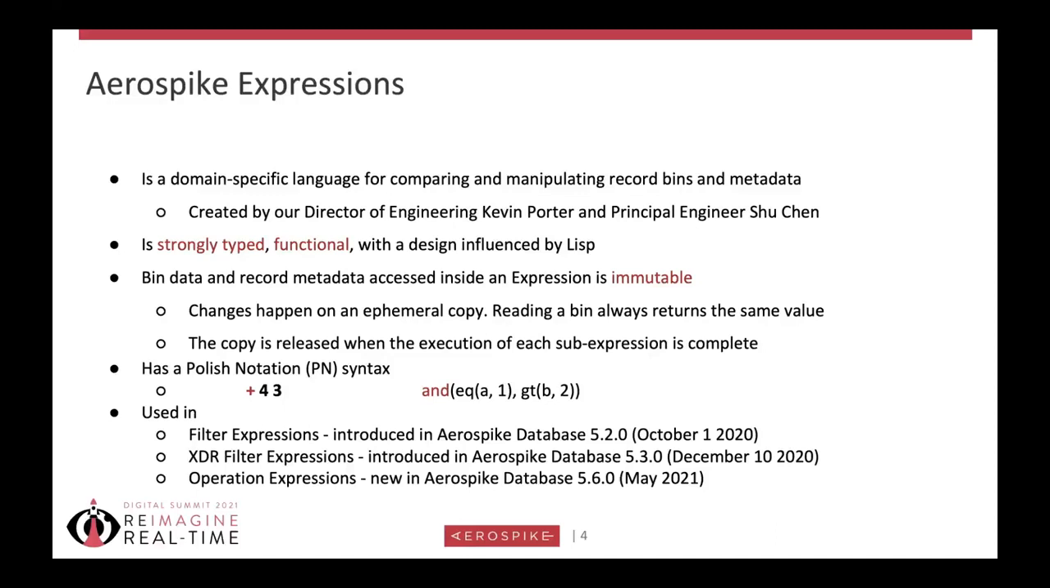Now, Aerospike expressions use a Polish notation, prefix notation, basically, for its syntax. So here are two quick examples. If we're doing 4 plus 3 in infix, in prefix notation, it would be plus 4 and then 3. It's the operator, operand kind of structure. And if we want A equals 1 and B greater than 2, this would be how we'd write it out in PN syntax.